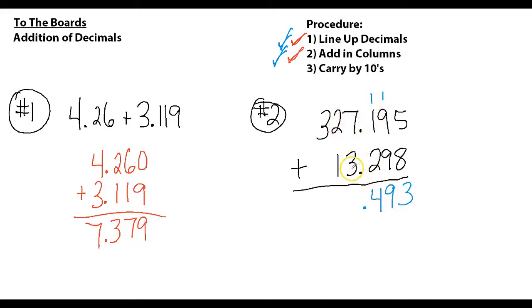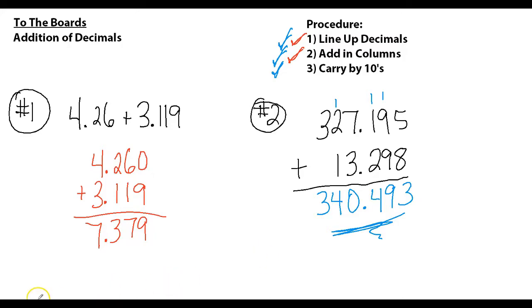Good. 7 plus 3 is 10, so I'm going to carry the 10 into the next column. 2 plus 1 is 3, plus 1 more is 4. And then 3, there's nothing down here, so we just have 3. Our final answer there is 340.493.